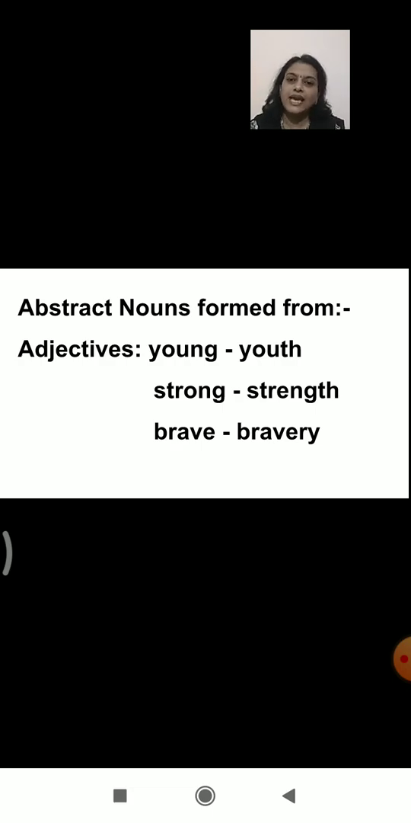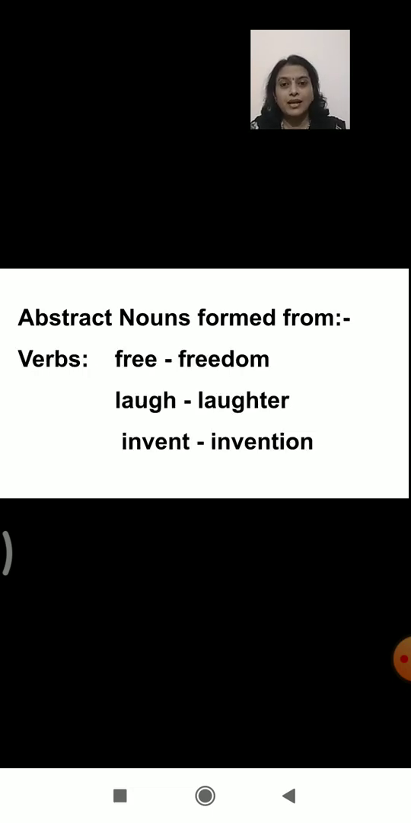Same way, we can form abstract nouns from verbs too. For example, here, free. It's a verb, right? Action word. From free, what can you make? Freedom. Then laugh, laughter.